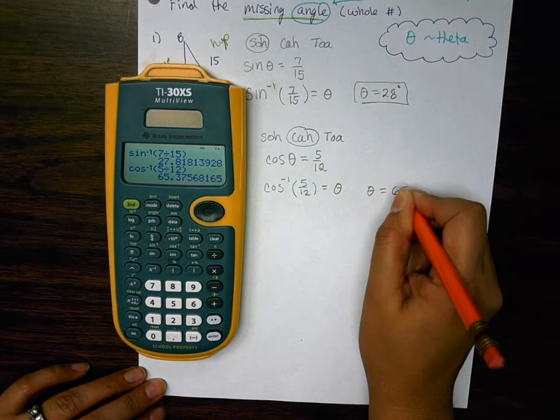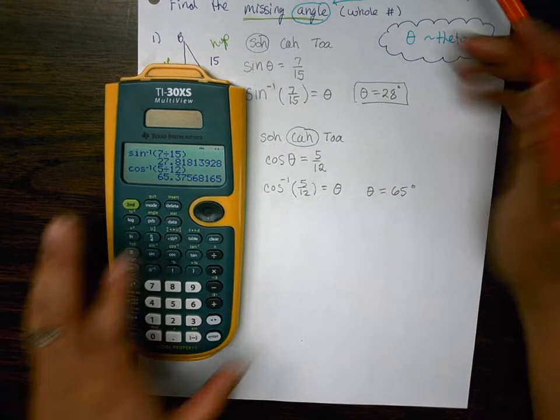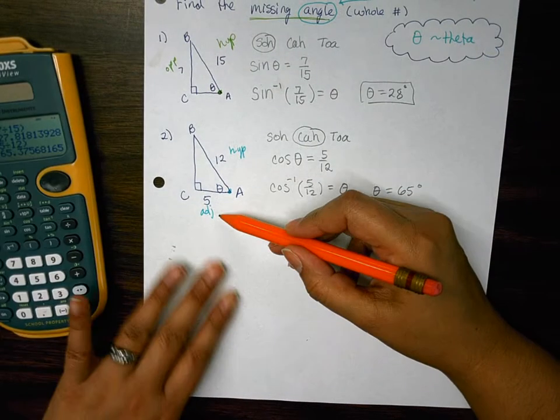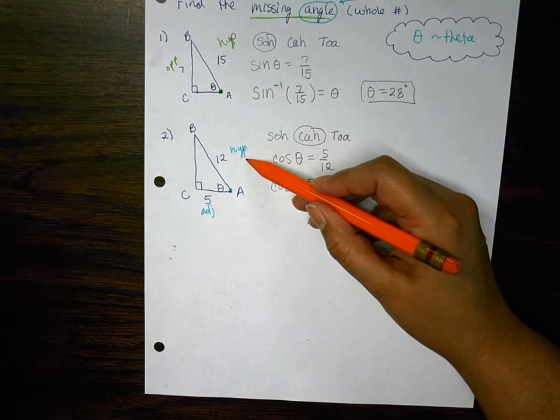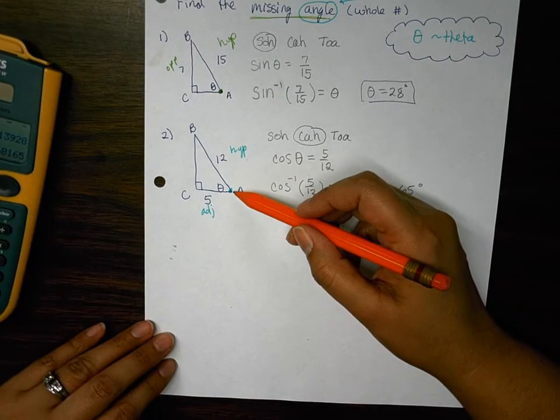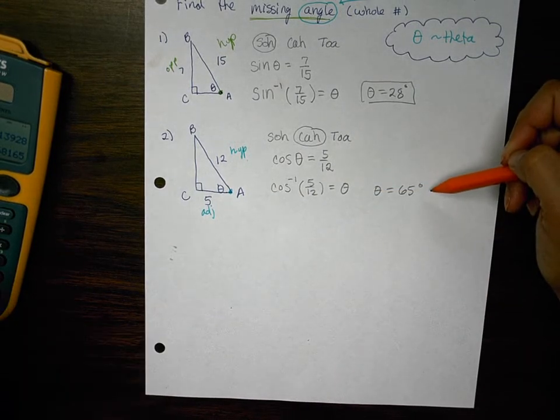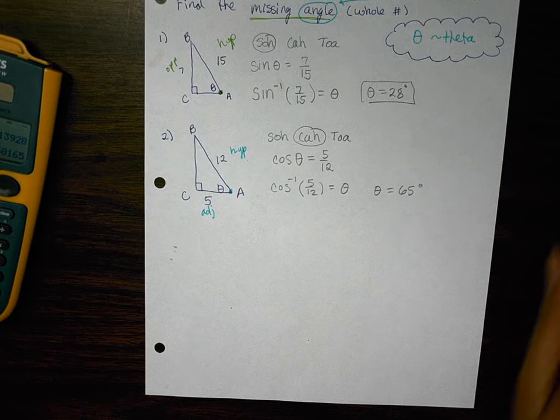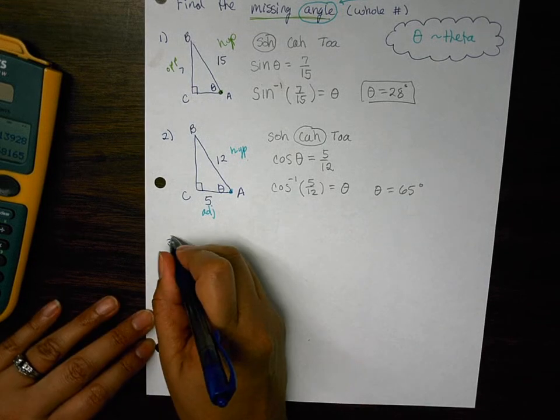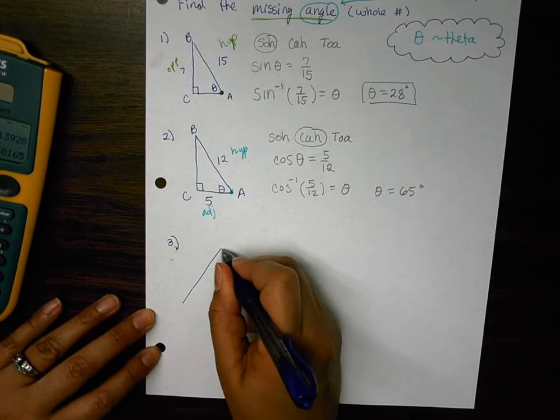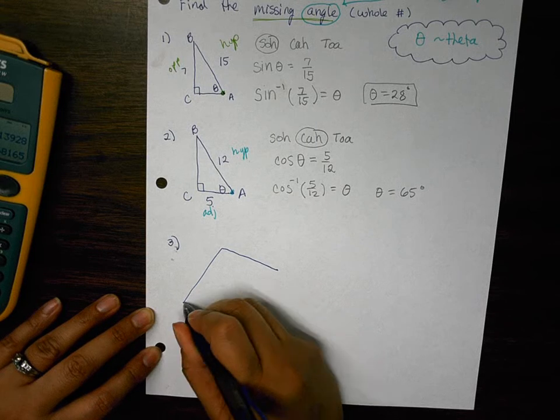Okay, so again, you are telling the calculator, hey, I don't know the angle, but I know its adjacent side is 5 and its hypotenuse is 12. Can you tell me what the angle is? And it calculates it for you and gives it to you. Make sense? All right, another one. Number 3.